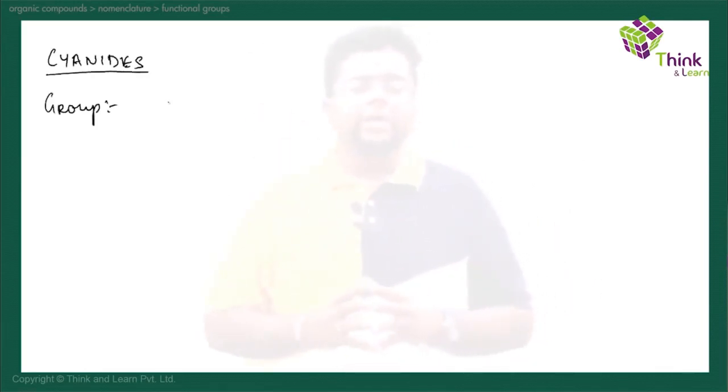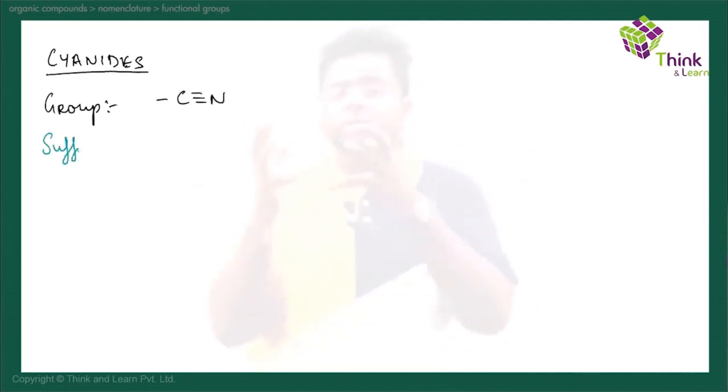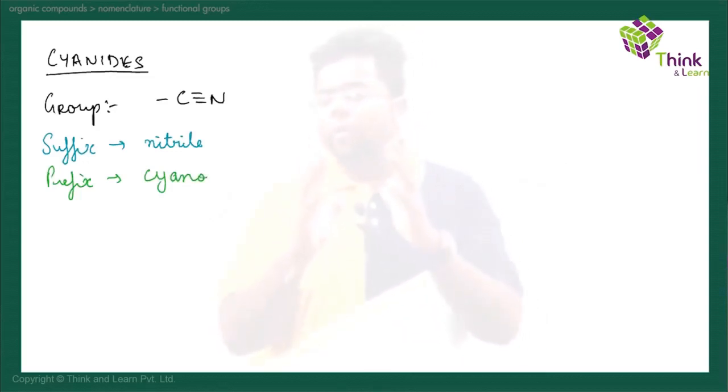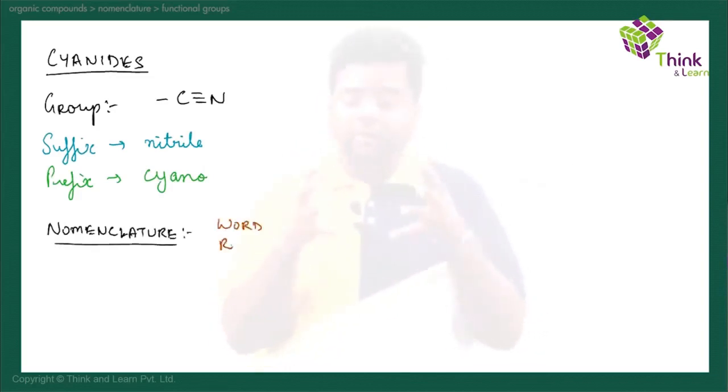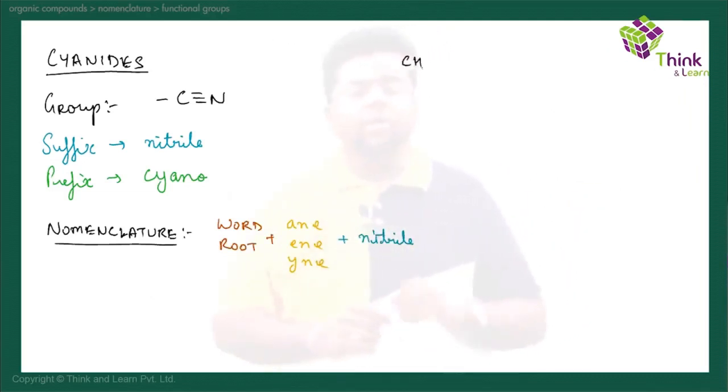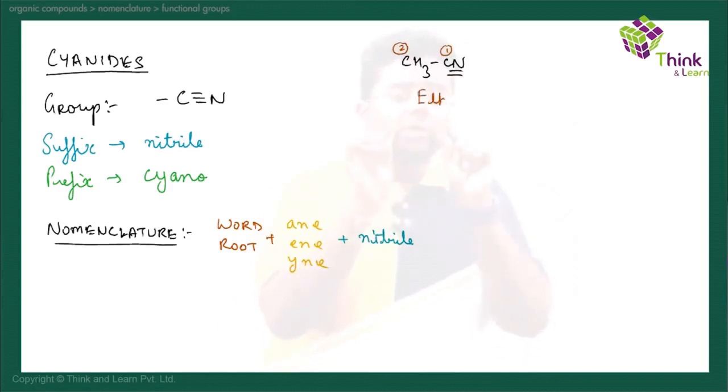That's about it. So now the next functional group over here is cyanides, the most deadly. Now the group is C triple bond N and the suffix becomes nitrile and the prefix is cyano. So now let's take a look. How do we do the nomenclature part? Now for the nomenclature, very interestingly, note one thing. I will have the word root plus ane, ene, or yne, but no subtraction of E, and add nitrile. So if we take one example such as CH3CN, when I'm writing the IUPAC name, you will be considering both the carbons. So that means the name becomes ethane nitrile.